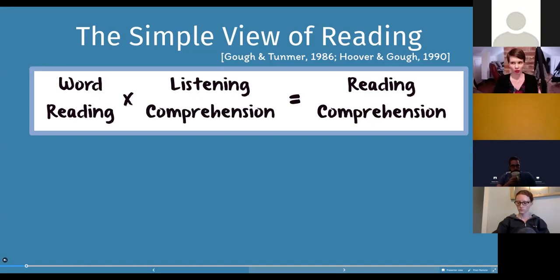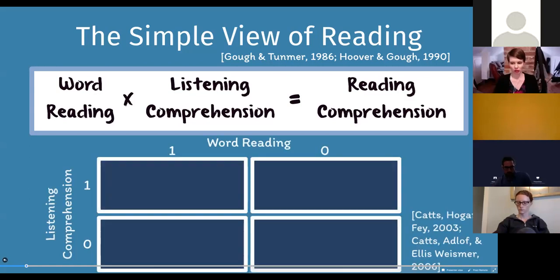So when Goff and colleagues originally thought of this listening comprehension, they thought of it as a parallel form to the reading comprehension, although it has been interpreted much more broadly as your oral language skills in general. So basically, the formula is you take the product of your word reading skills and your listening comprehension skills, and that predicts your reading comprehension.